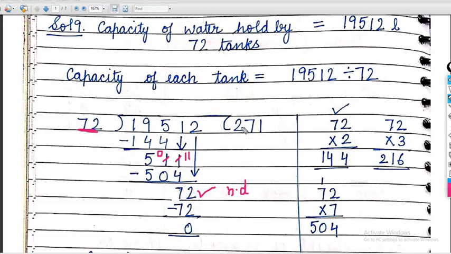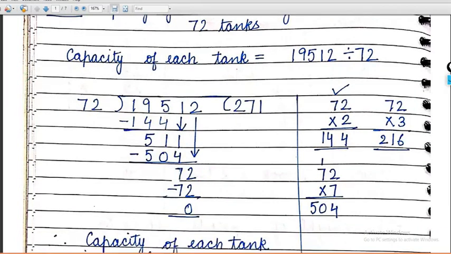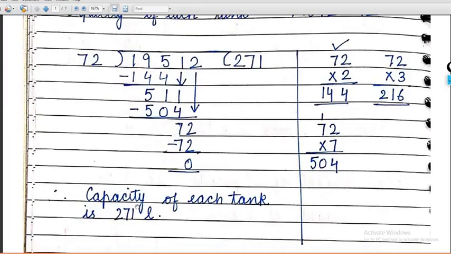Your answer will come to 271. And of course, beta, like I have already guided you, you should write the answer in the therefore form also. So you will write: capacity of each tank is 271 liters. You can see the screen, I can show you. See this, capacity of each tank is 271 liters.